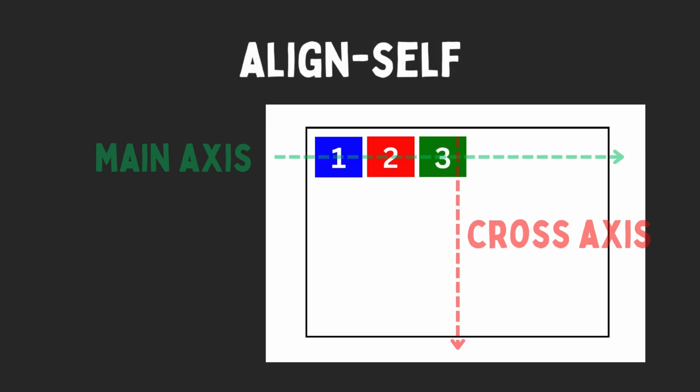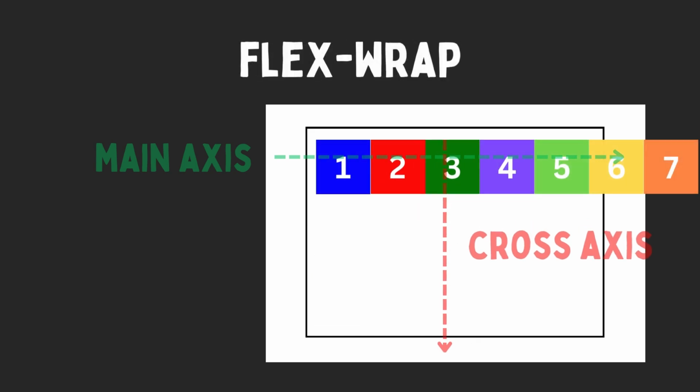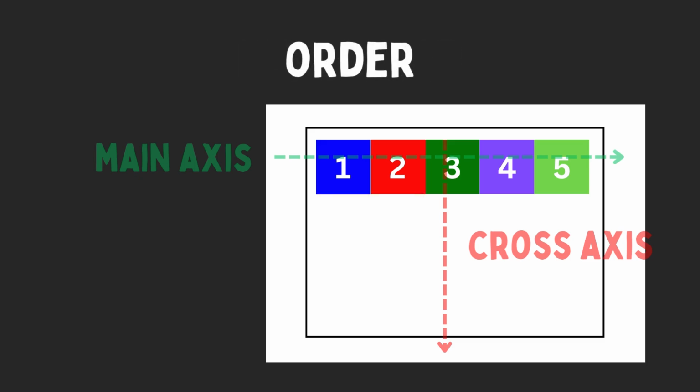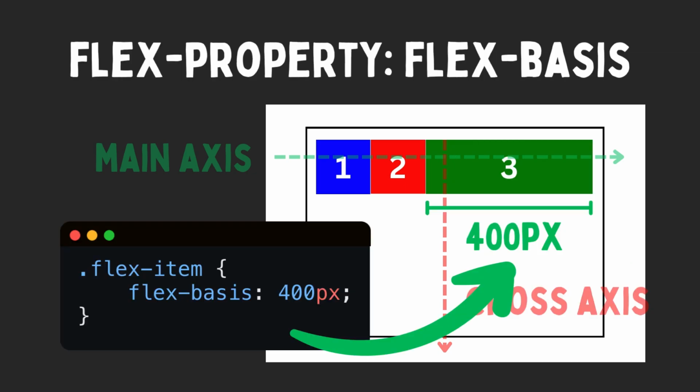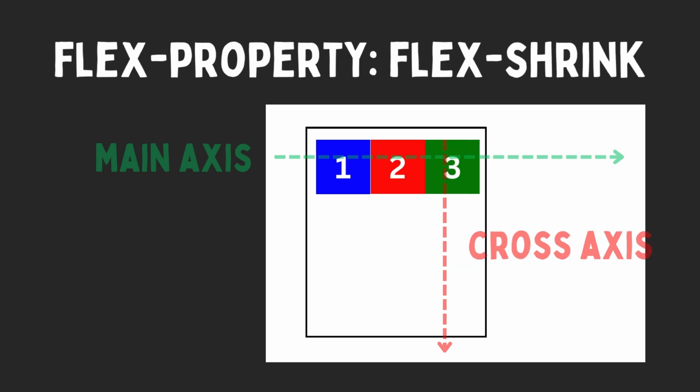For individual control, we explored align self. When working with multi-line layouts, we learned about flex wrap and align content to handle spacing and wrapping. We also saw how to reorder items visually with the order property. And finally, we adjusted the size of items using Flex Basis, Flex Grow, and Flex Shrink to create layouts that adapt beautifully to different screen sizes.